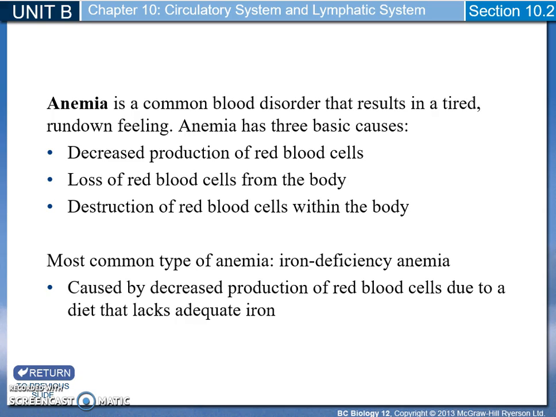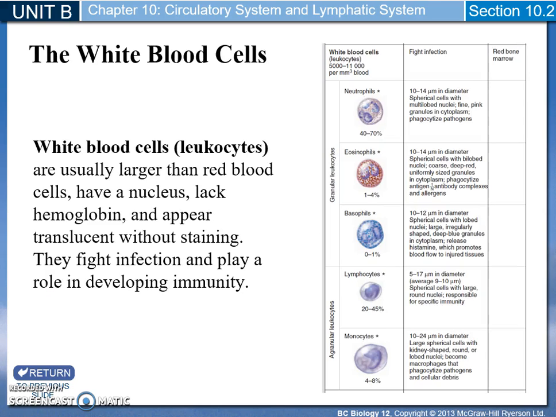But most are of the iron deficiency type, so that means the body cannot produce enough red blood cells because it doesn't have enough iron in order to produce the hemoglobin. So it's generally simply treated with iron supplements, and that generally will correct the situation.